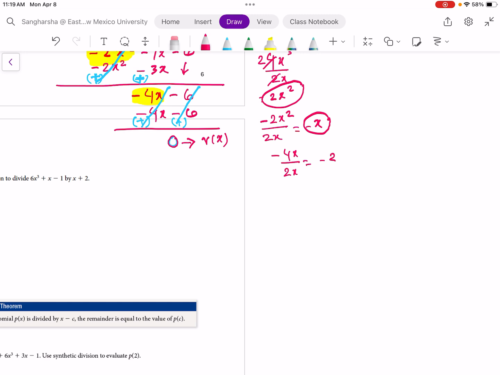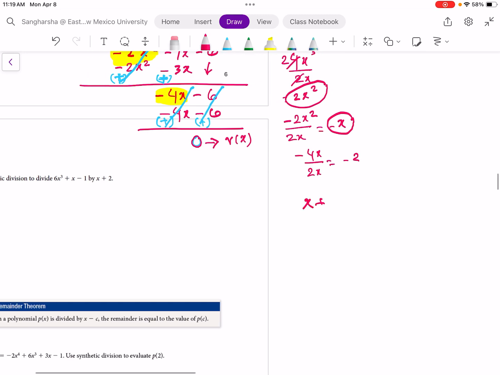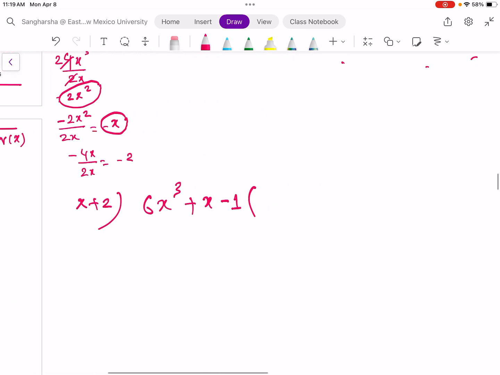So our divisor is x plus 2 and our dividend is 6x cubed plus x minus 1. We need to find the quotient and the remainder using long division. First step: we check whether our divisor and dividend are in descending order of the exponent of the variable or not. They both are in descending order of the exponent of the variable.